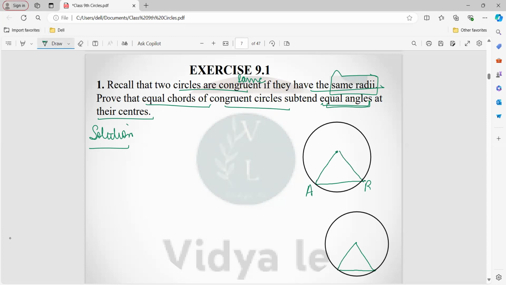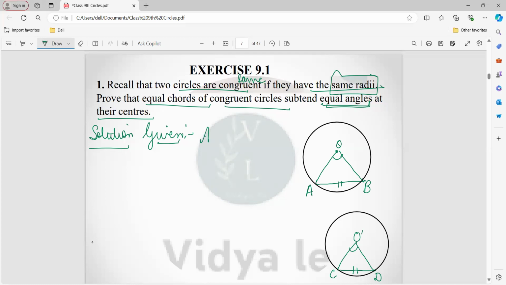Suppose we have taken AB and CD as the two equal chords, and O is the center of the first circle and O dash is the center of the second circle. Now what do we need to prove here? Angle AOB is equal to angle CO dash D. When we have questions like 'prove that', the first step is to write what is given. Here we are given two circles with centers O and O dash, and the two chords AB and CD which are equal.